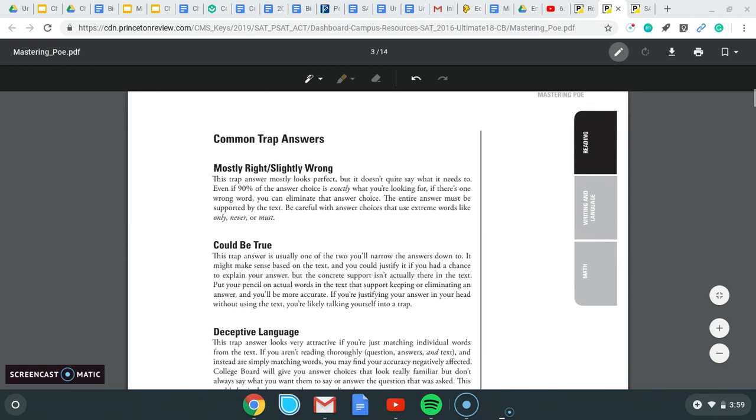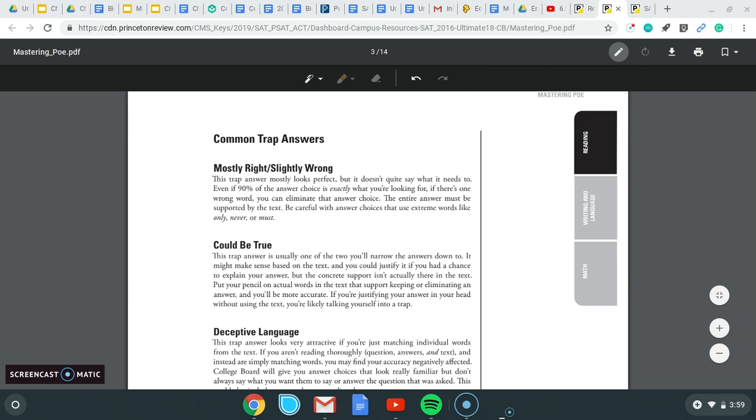So one of the common trap answers is called mostly right, slightly wrong. And if you also are used to taking College Board's AP exams, they also love this type. This trap answer mostly looks perfect, but it doesn't quite say what it needs to. So even if all of the answer is correct, but one word is wrong, you can eliminate that choice. The entire answer has to be supported by the text in order for the answer choice to be correct.